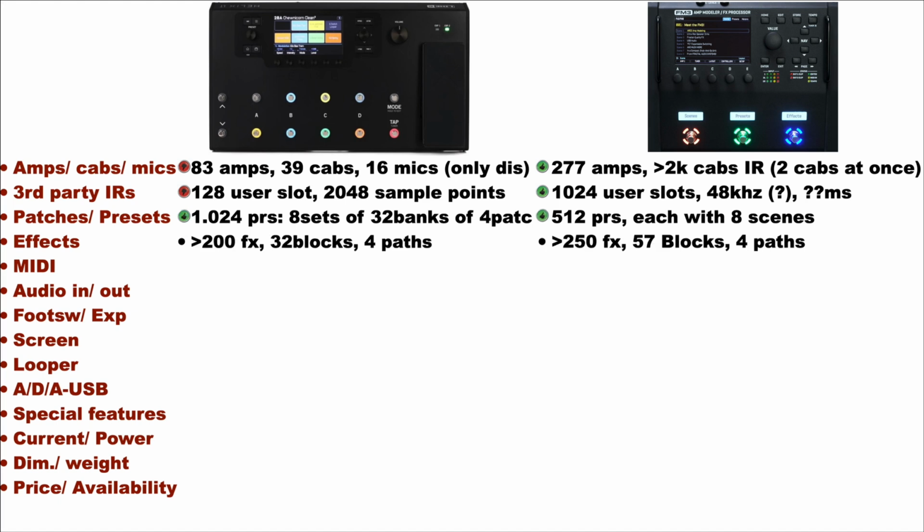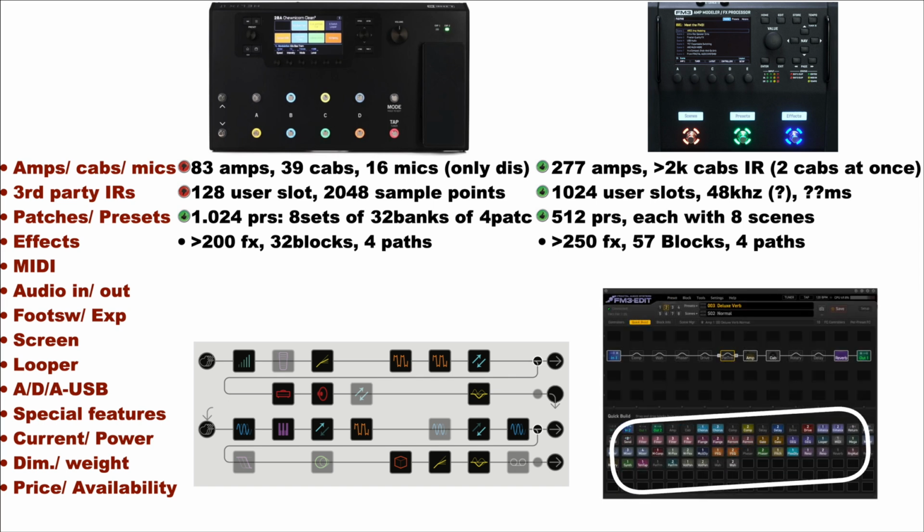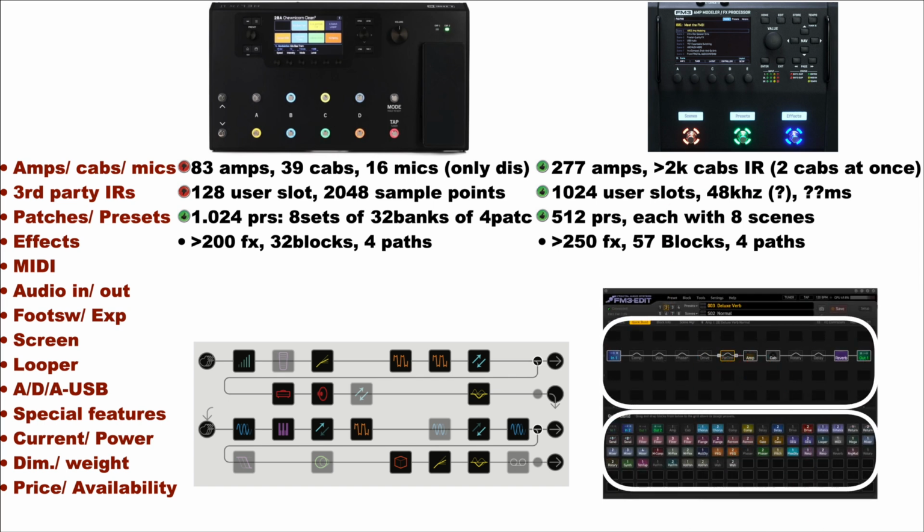As regards effects, the Helix has more than 200 effects distributed in 32 blocks and you can have 4 parallel sets of effects, while the FM3 offers more than 250 effects arranged in 57 blocks with 4 parallel paths of effects and a really rich variety of different effects, like for instance a multiband compressor or a talk box, that are pretty rare effects in these types of unit.